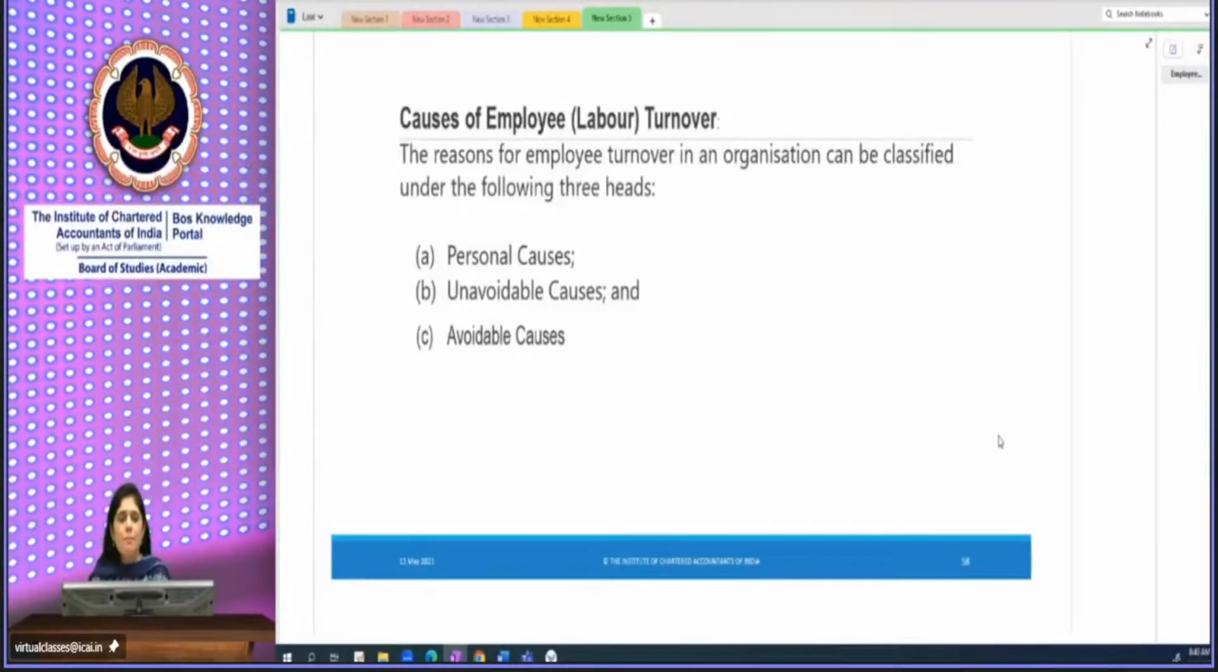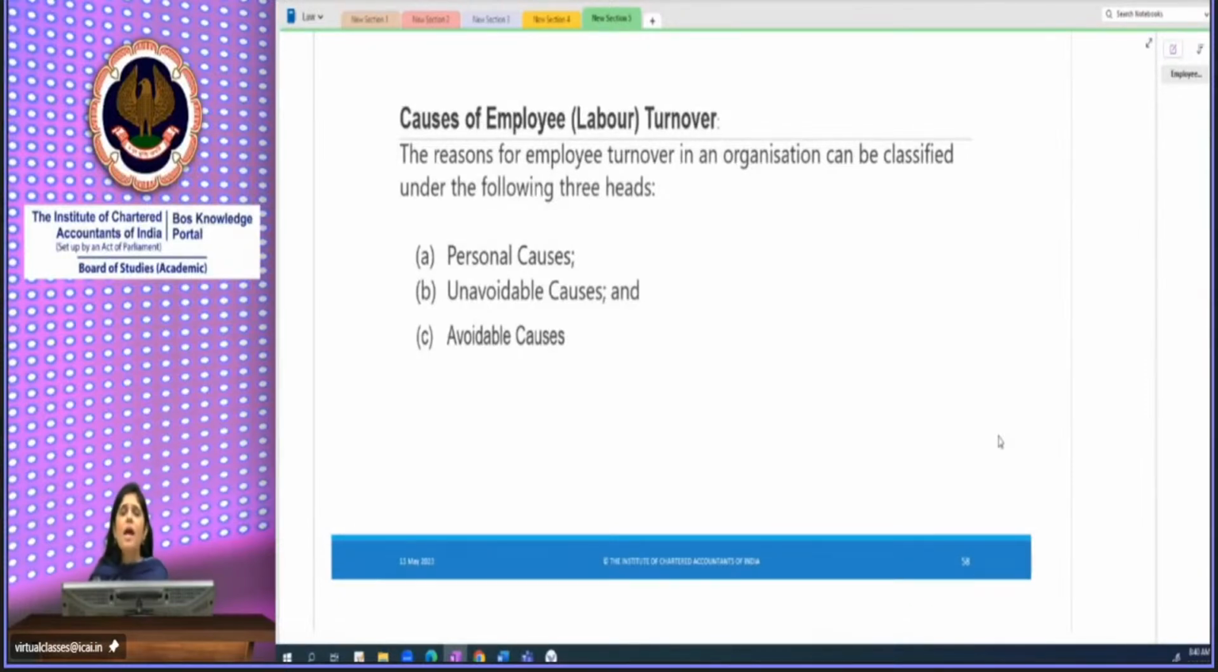For causes, we have to classify the reason why the employees are leaving. The reasons are important because, based on the reason, the management will decide how to control. Management can control the turnover of employees only when the reasons are controllable. With personal causes, management can't do anything if the employees are leaving due to their personal reasons.